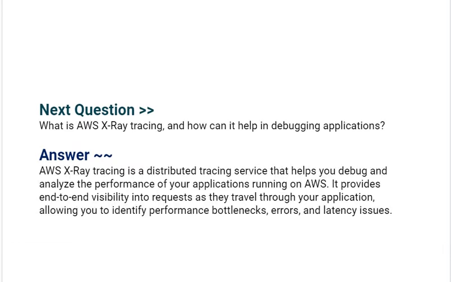Our next interview question is: what is AWS X-Ray tracing and how can it help in debugging applications? Your answer should be AWS X-Ray tracing is a distributed tracing service that helps you debug and analyze the performance of your applications running on AWS. It provides end-to-end visibility into requests as they travel through your application, allowing you to identify performance bottlenecks, errors, and latency issues.